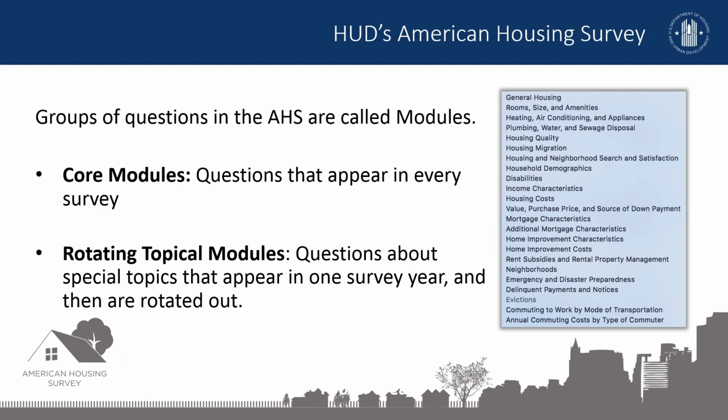Groups of questions in the AHS are called modules, and there are two types of these modules. Core modules are questions that appear each time the AHS is conducted. Rotating topical modules are questions about special topics that appear in one survey year and then are rotated out, perhaps to reappear 4 or 6 years later.